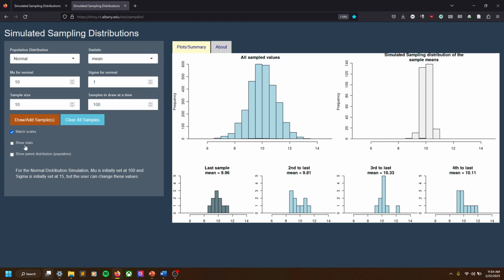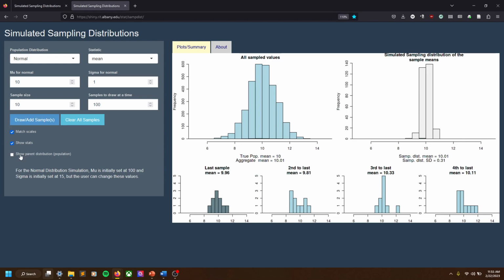Some of the things I didn't show: we can click show stats, and that's just showing some additional stats here. So we can see the population mean equals 10, that's what we set it at. Aggregate mean equals 10.1, so it's all these things together. Sampling distribution mean is 10.01, so very close to that population mean. And the sampling distribution standard deviation, or the standard error, is only 0.31.